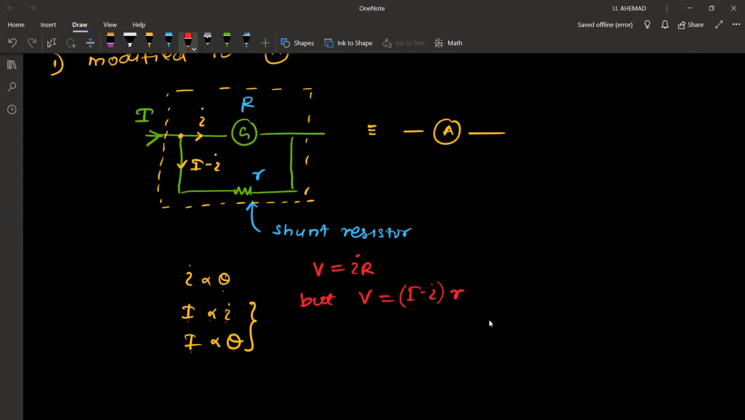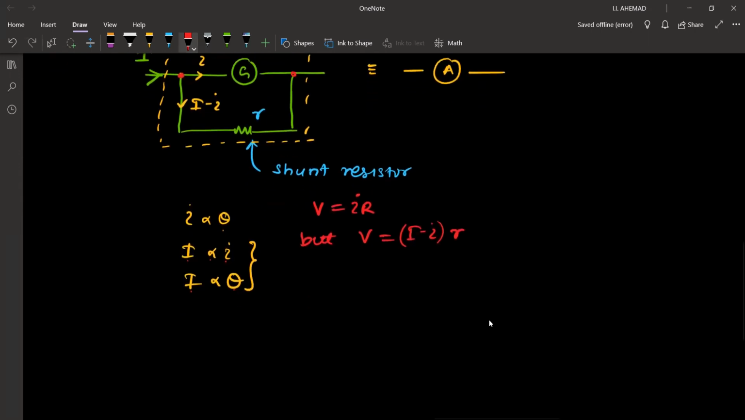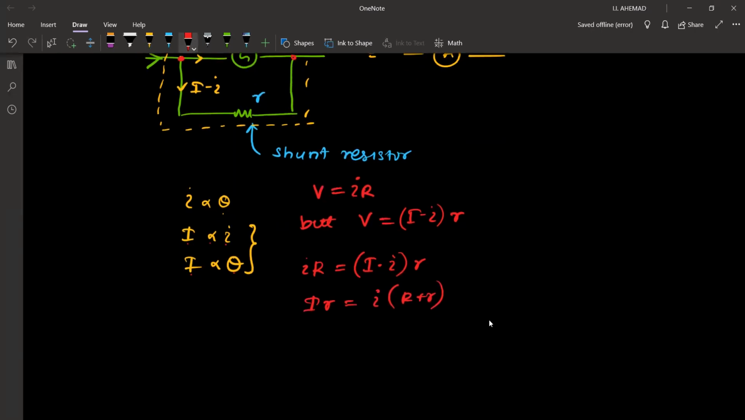So here I'm going to equate the voltage. V equal IR. If I go through this path, then also V is equal to I minus IR. Both the voltages are same. So let's equate them. If we equate, IR is equal to I minus IR. So IR is equal to simple I, simple R plus capital R. Then we have that capital I is equal to simple I times simple R plus capital R over simple R.